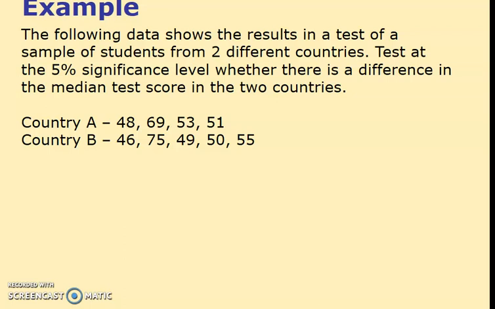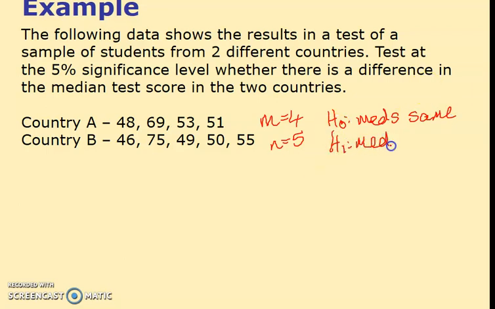Here's another example then. The following data shows the results. I'm going to try and nip through this quite quickly. So we've got in a test, we've got 2 countries, we've got data regarding test results of students in a test. So anyway, we start off, we've got m equals 4, we've got n equals 5. Test whether there is a difference. So this looks much more like, and I'm going to write, medians same, and this one, the medians are different. So obviously you write that out properly. But it implies it's a 2-tail test, and it's 2-tail at the 5%. So bear all that in mind.